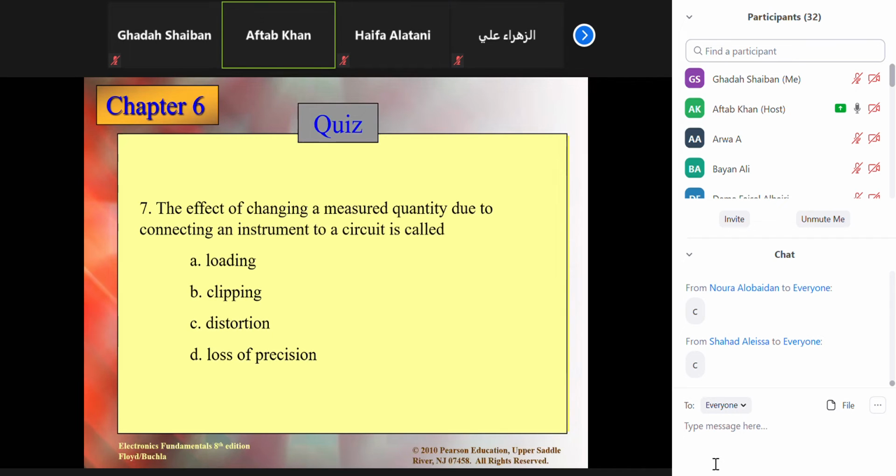The effect of changing a measured quantity due to connecting an instrument to a circuit is called. We have a circuit and we connect something, so it is called loading. Yeah, correct. Because once we connect the load, you know that overall resistance will reduce because they connect in parallel. That's why it will change the quantity.